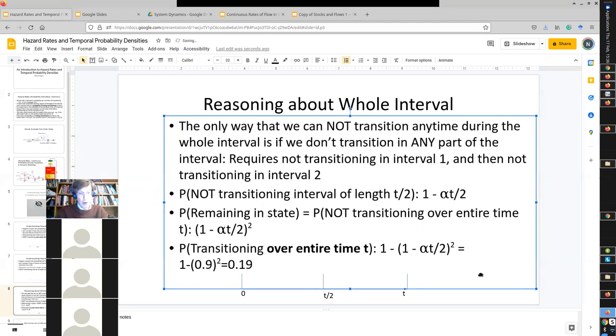you mumbled. No. Yes, that's correct. Okay. What am I doing wrong here? Okay. A probability of transitioning over the entire interval.